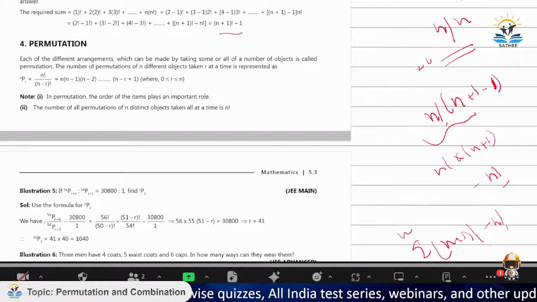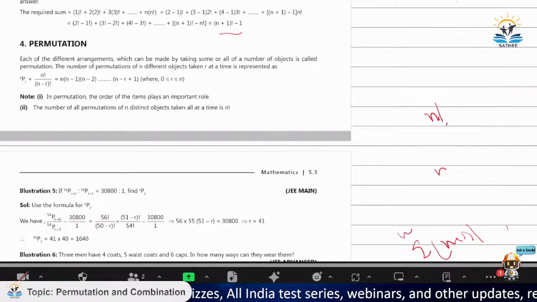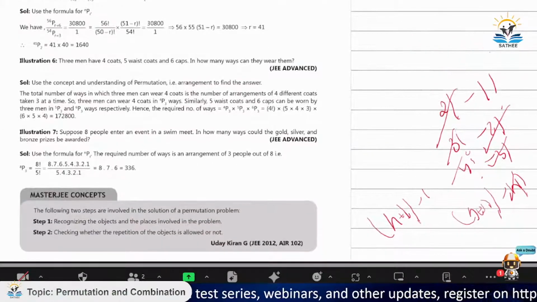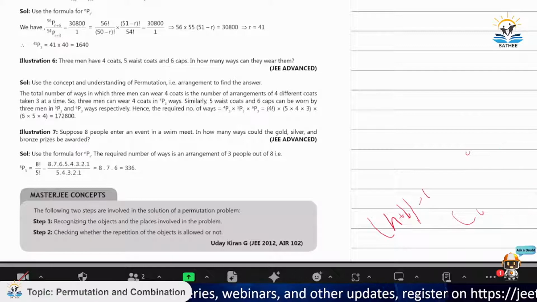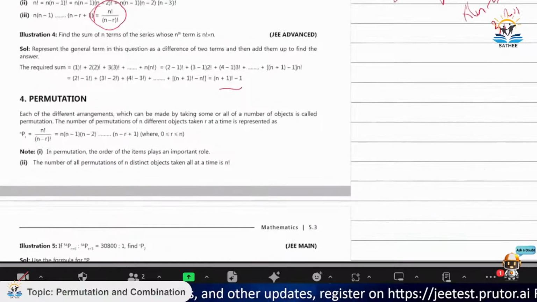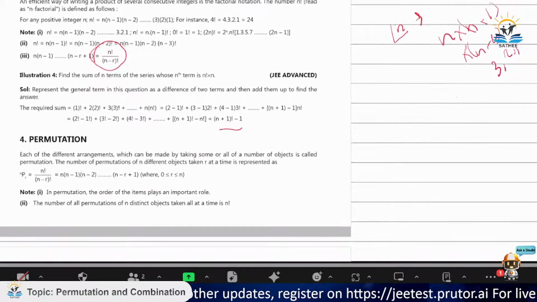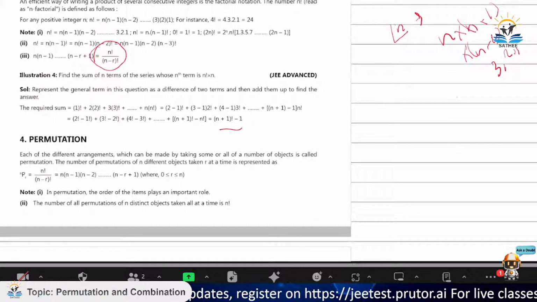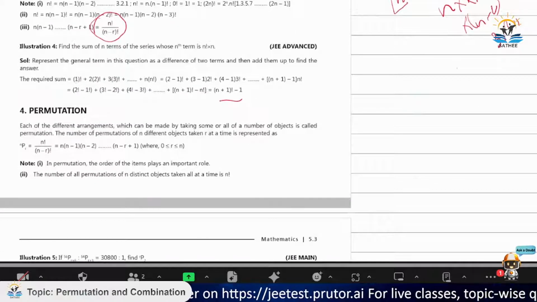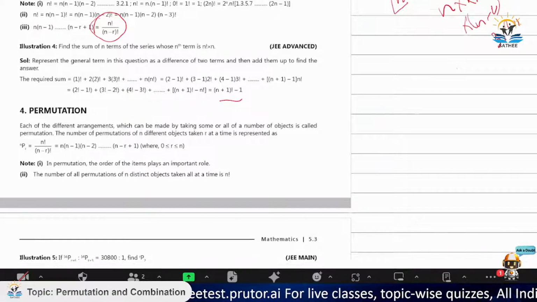Moving on, let's go through another question. I hope it gets you right. Okay, now let's see what do we have. Okay, we have permutation. So, permutation itself might come as a heavy word for many. So, let's see what the permutation is, the proper definition. Each of the different arrangements which can be made by taking some or all of a number of objects is called a permutation. Okay.